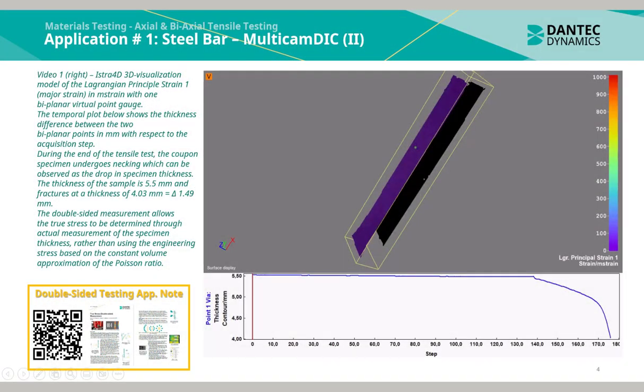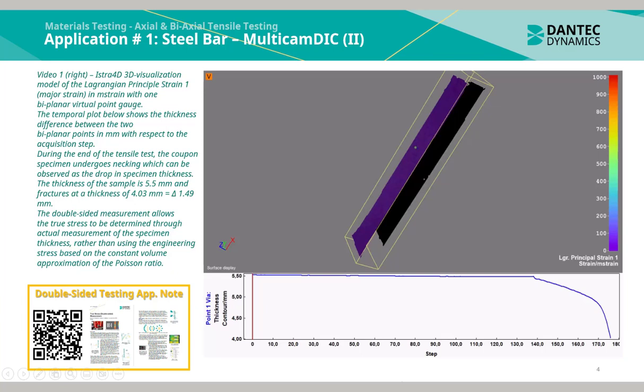In video 1 shown to the right, we see the ISTA40 3D visualization model of the Lagrangian principal strain 1 in millistrain with one biplanar virtual point gauge. The temporal plot below shows the thickness difference between the two biplanar points in millimeters with respect to acquisition step. During the end of the tensile test, the coupon specimen undergoes necking, which can be observed as a drop in specimen thickness.